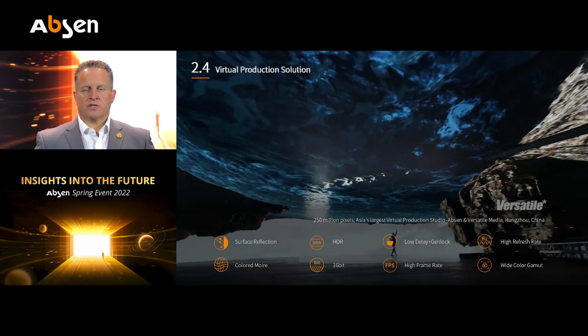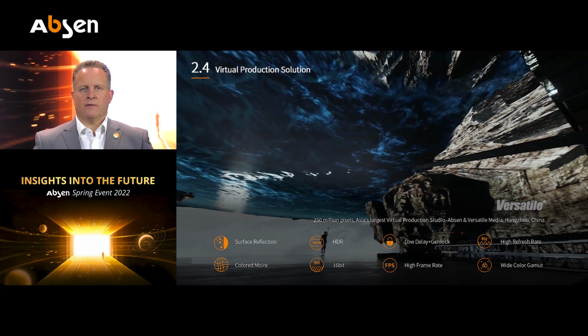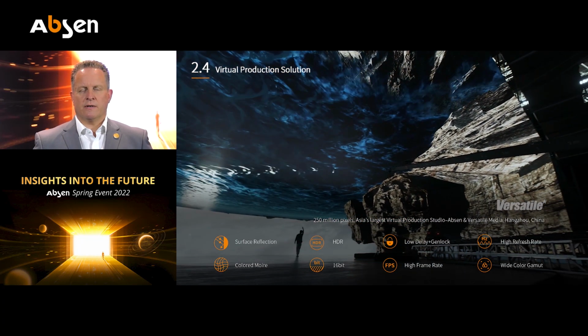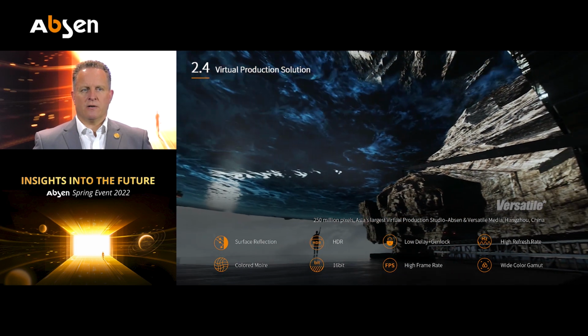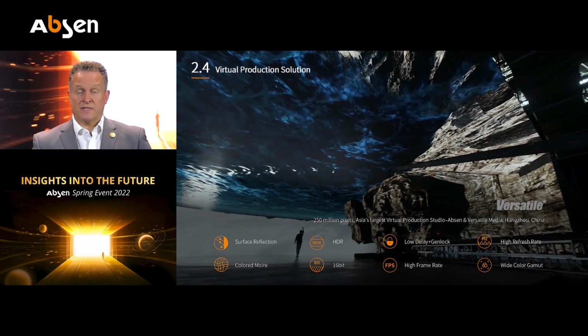Then virtual production, as I said, high refresh rate is not the one and only topic to speak about. There we need to speak about wide color gamut as well. High frame rate means the input needs to be available for that. Then a low delay and genlock, 16-bit, so true 16-bit, let me add it in that way.